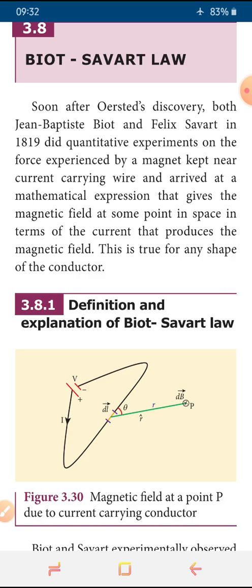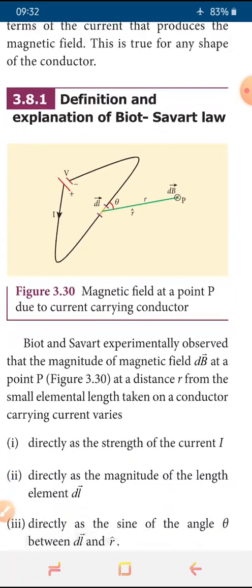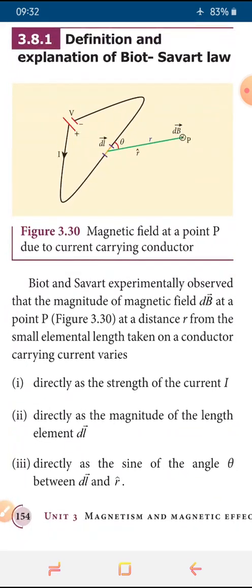And see the topic 3.8.1, definition and explanation of Biot-Savart law. We will see what the definition is and how it is explained. For that we have a diagram. See the conductor in figure 3.30. The shape of the conductor is given. The two ends of the conductor are connected to the positive and negative terminals of a cell or battery.